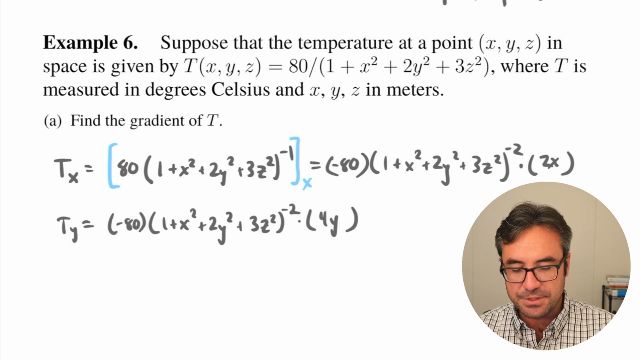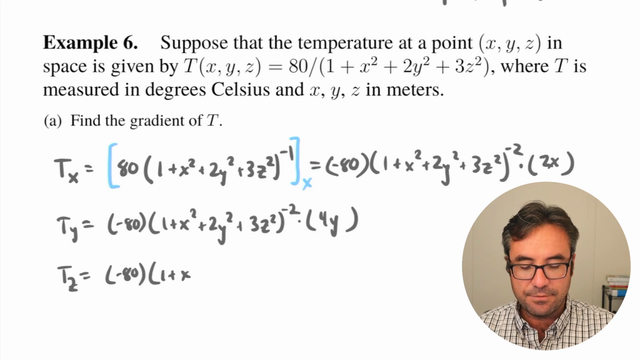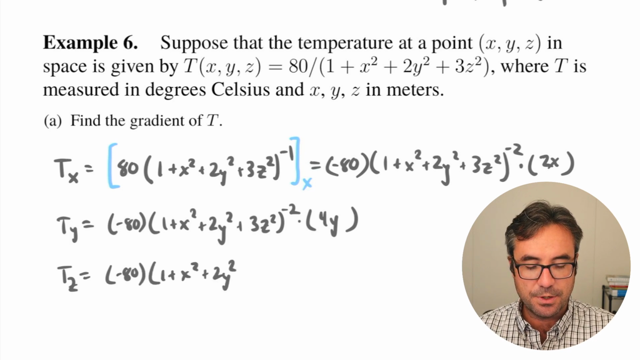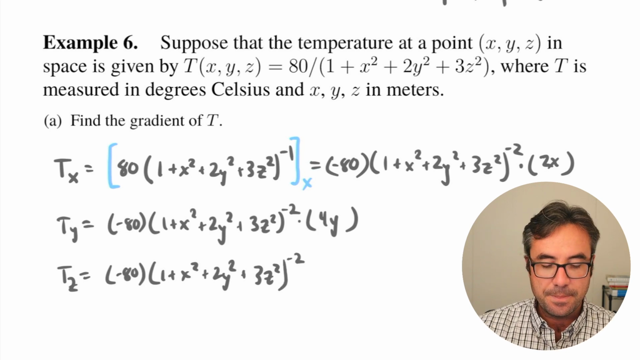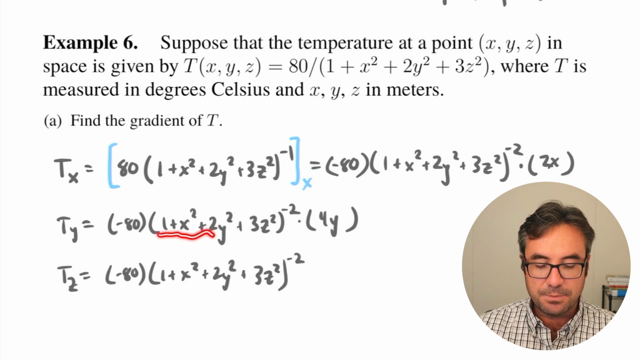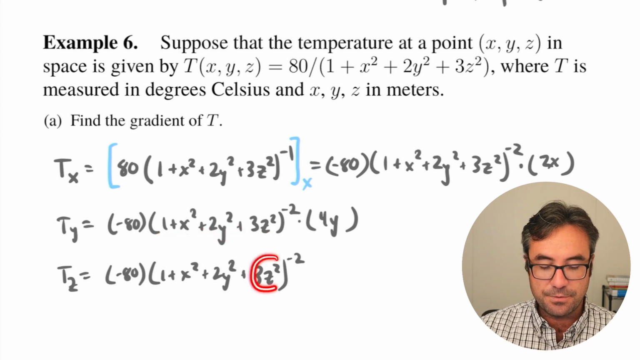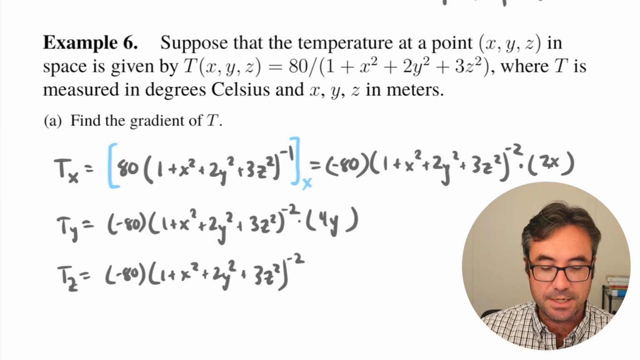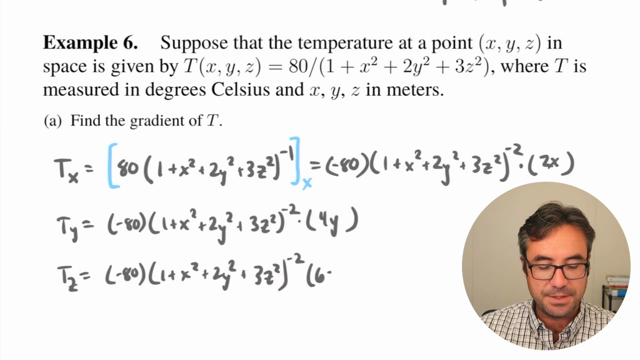And then same thing for z. So if we look at our z partial, again, the negative 80 is going to be there. We're still going to have the 1 plus x squared plus 2y squared plus 3z squared, all that inner function, still raised to the negative 2. And now we just have to multiply by the partial derivative of what was inside. And the partial derivative of what was inside with respect to z, the only contribution we're going to get is from that last term, and that's going to be 6z.